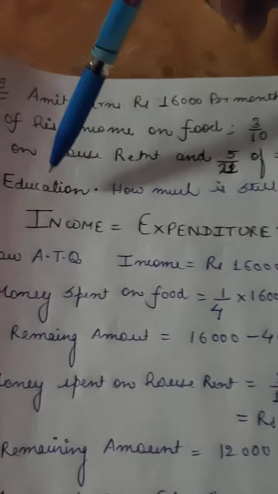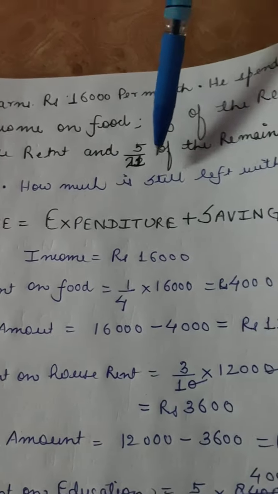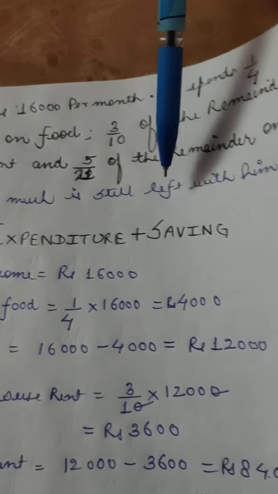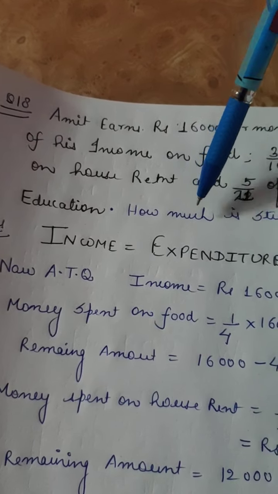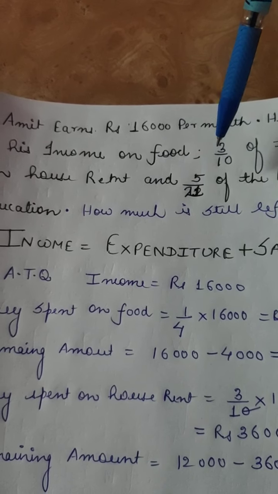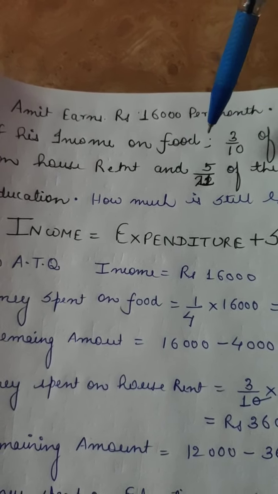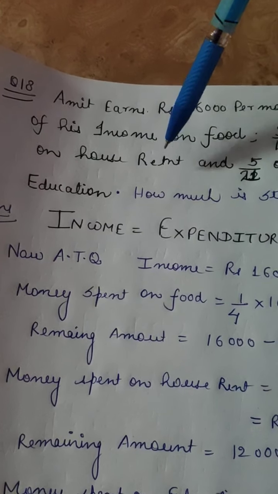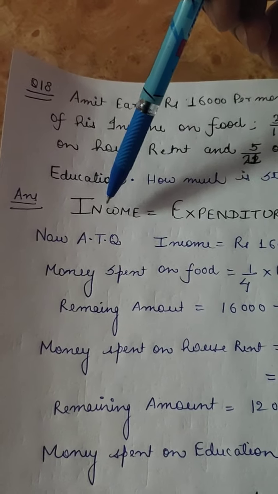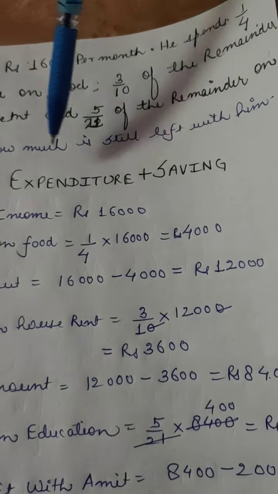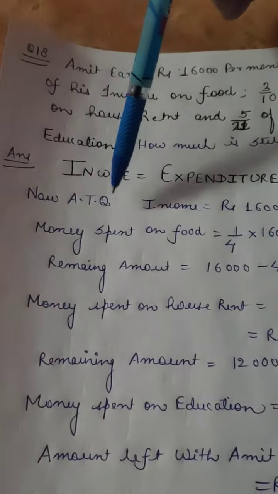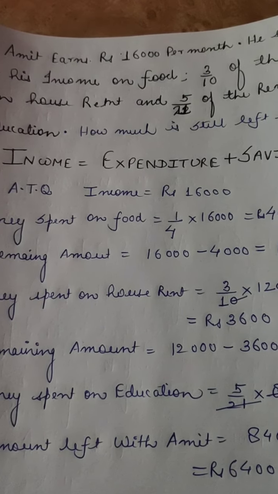3 by 10th of the remaining amount on house rent, and 5 by 21 of the remainder on education. How much is still left with him? You have to find how much money is still left with Amit after spending the money on all these things. First one is food, next one is rent, and third one is education. Now starting with, income is always equal to expenditure plus saving. Expenditure means kharcha, and saving means bachat.